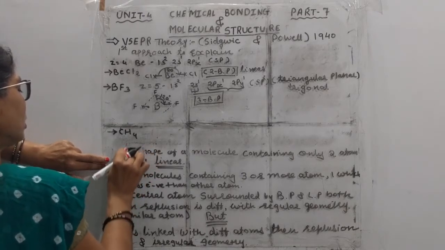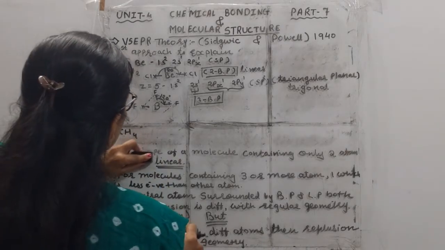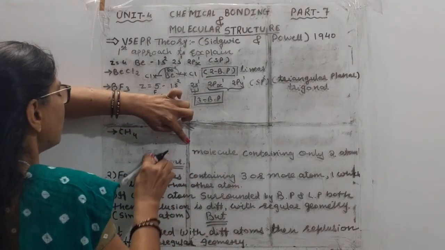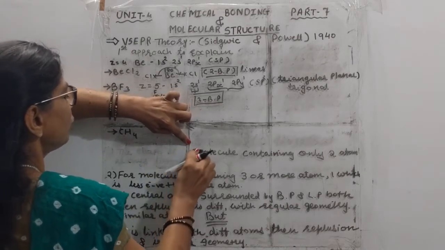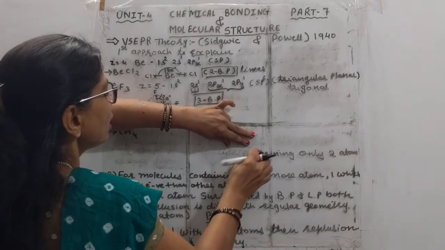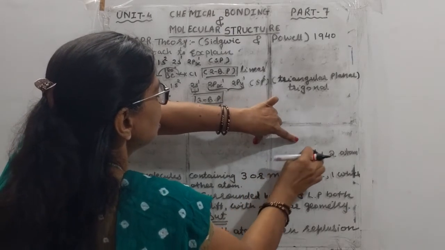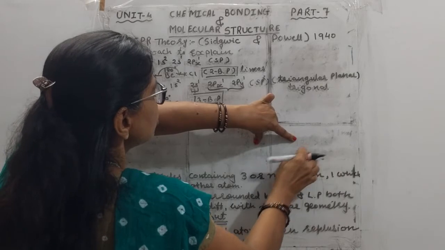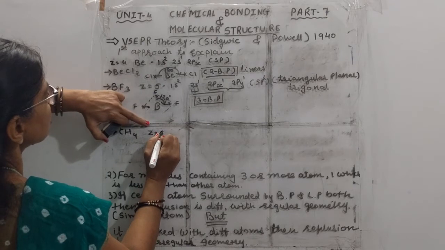What is the number of valence electrons of carbon? Carbon has 4 valence electrons, and each one is bonded with hydrogen. So here it is a very clear geometry for you, because there are 4 bond pairs. 4 bond pairs means which hybridization, student? sp3 hybridization, correct.